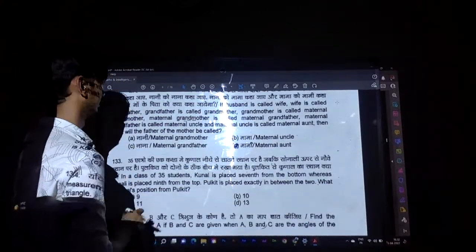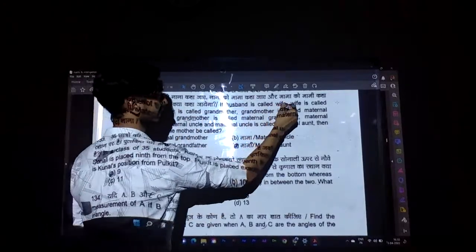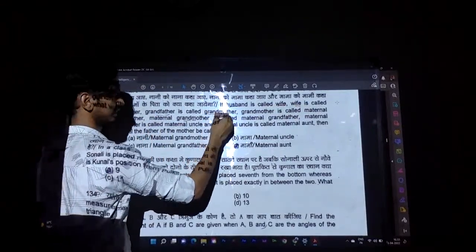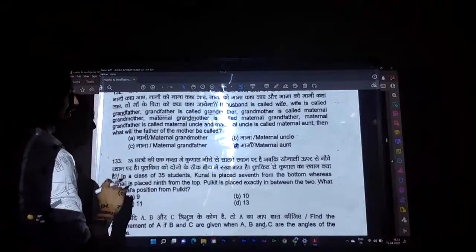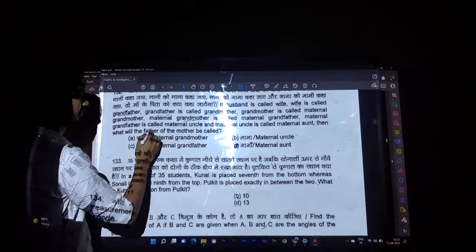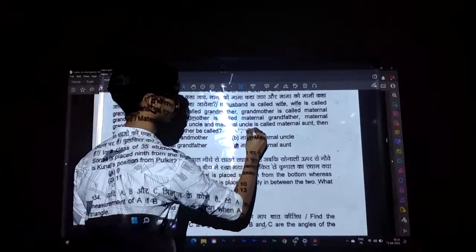In question number 32, this is actually the longest question of the intelligence. Here, husband is called wife, wife is called grandfather, grandfather is called grandmother. So you don't have to read all this. You just focus on what you have to find. So the actual question is, what will be the father of the mother? The father of the mother is called the grandmother.